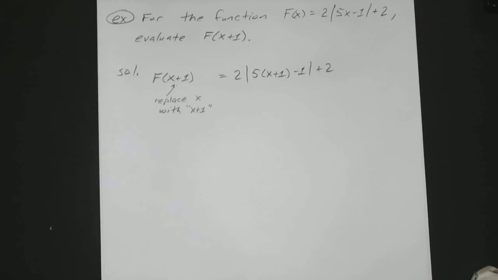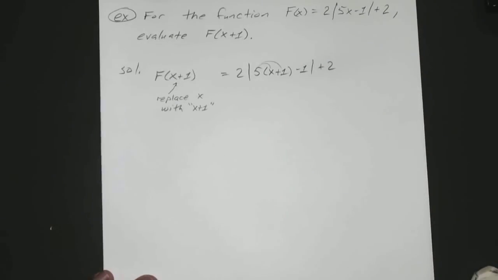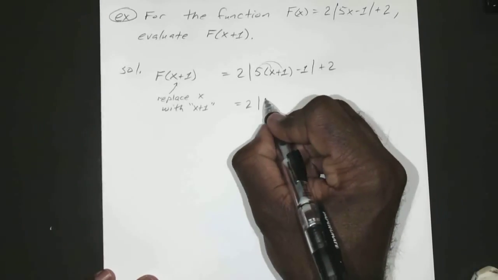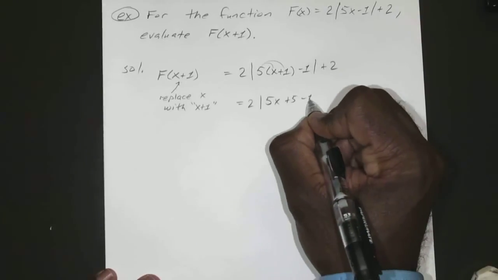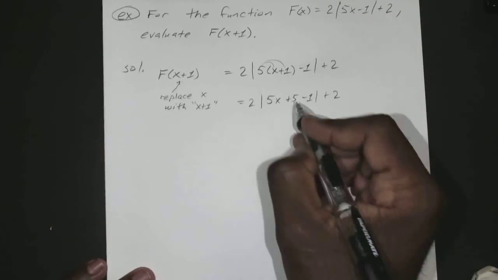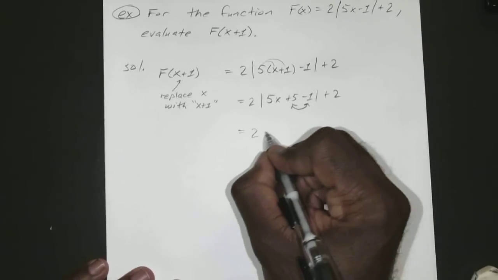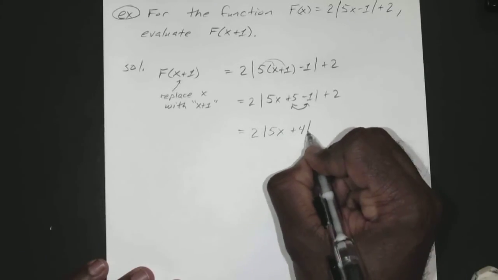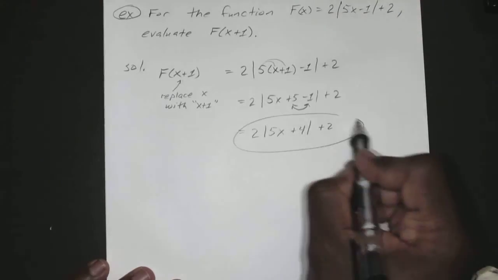Once you replace it, then you just simplify it as much as you can. So here, we'll just go ahead and distribute that 5. So that's going to equal 2 times the absolute value 5 times x is 5x, 5 times 1 is 5, minus 1 plus 2. Okay, so the only thing left to do, you can combine those two. So you have 2 times the absolute value of 5x, 5 minus 1 is 4, plus 2. And that's about as simplified as you can make that one.